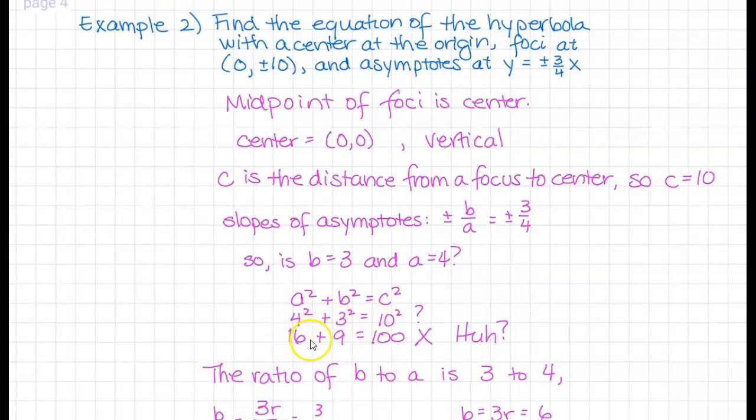If you go ahead and work this out, you don't get a true equation. 16 plus 9 does not equal 100. So, what's going on? The key is that b over a is 3 to 4, but that doesn't mean that b is 3 and a is 4. It means that the ratio of b to a is 3 to 4.